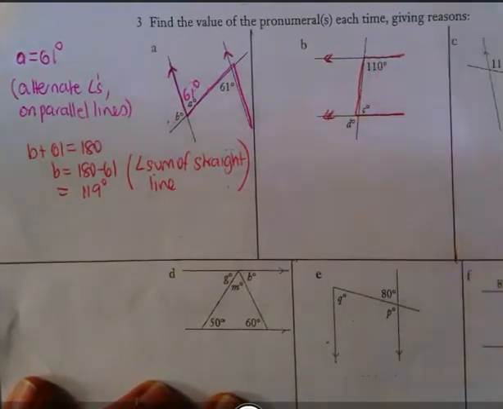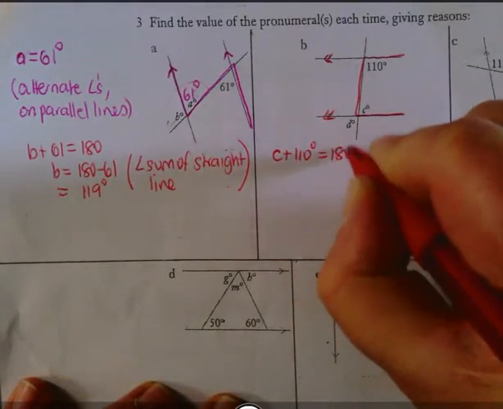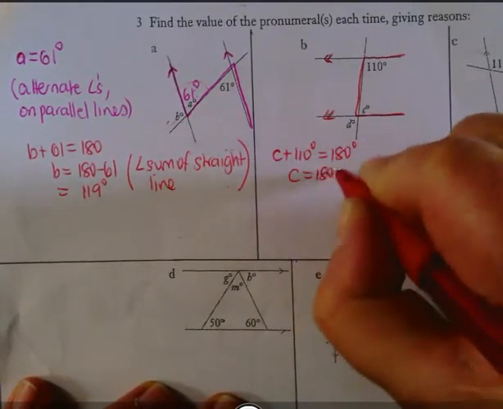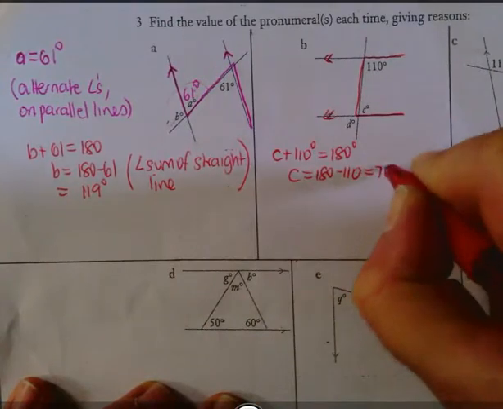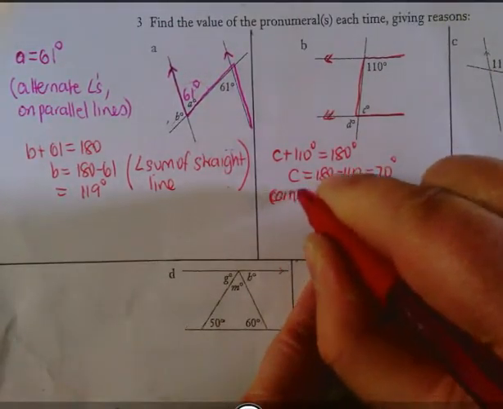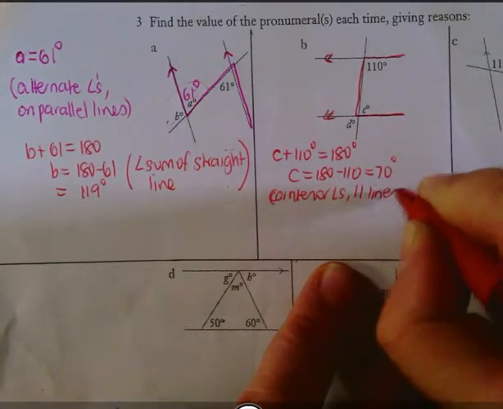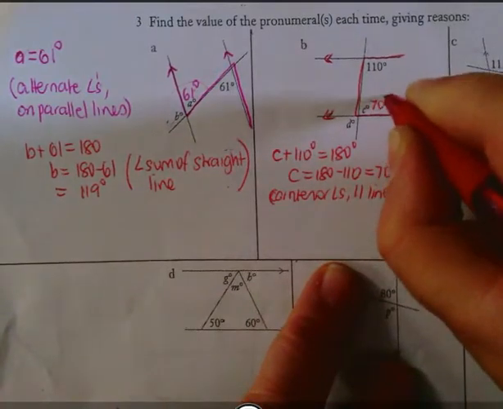Now for question B, we've got some parallel lines here, and we can see some co-interior angles. So we know that C plus 110 degrees is 180. So C is 180 minus 110, which is 70 degrees. And the reason for that is co-interior angles on parallel lines. So I've just put the parallel symbol there. So we know that C is 70.